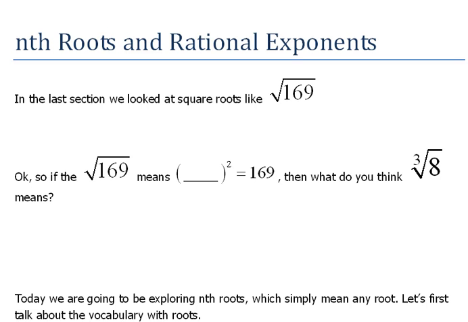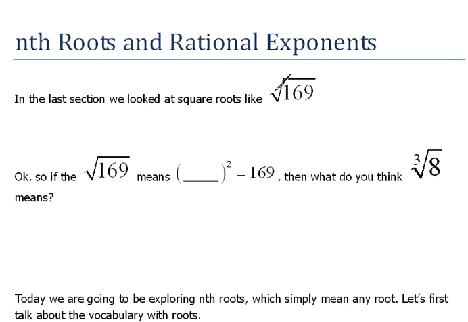Alright, in the last section we dealt with mainly square roots, and that was getting ready for this section. So we figured out by looking at what square roots and squares were, that if we're talking about the square root of 169, that literally means what number do I have to multiply by itself, square, and get 169. So if that's true, then what do you think that this would be?